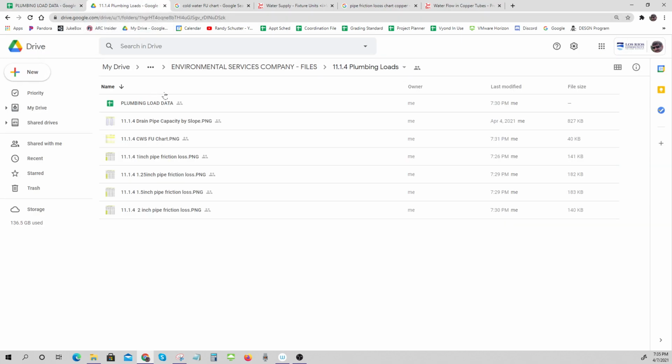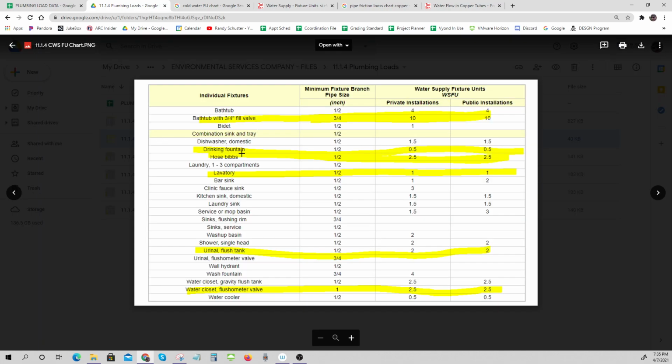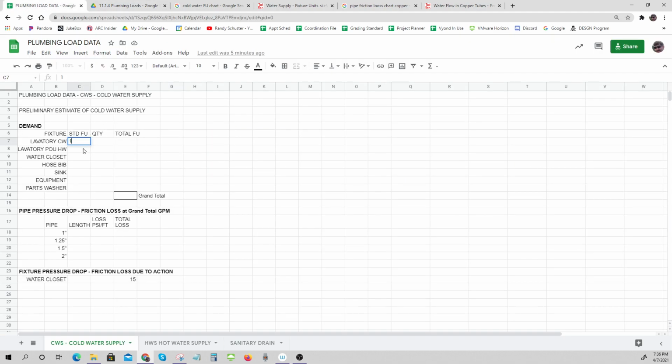We'll look at our standard fixture unit, cold water supply fixture unit chart. And you can see, let's look at a lavatory, one fixture unit. And these would be considered private installations, so you can use those ones. One fixture unit. So I'll have one fixture unit of cold water, one fixture unit of hot water, and I think I've got two of those because there's two bathrooms. And so it equals how many I've got times how many comes out of each one. So those are going to add up to 4. And remember, a fixture unit is 1 gallon per minute for us.